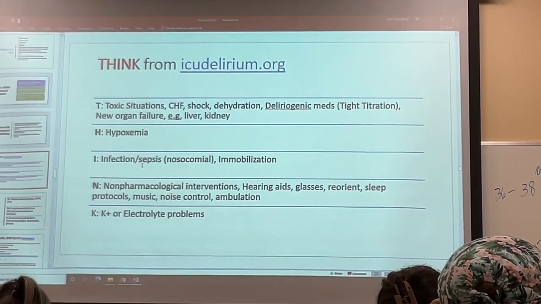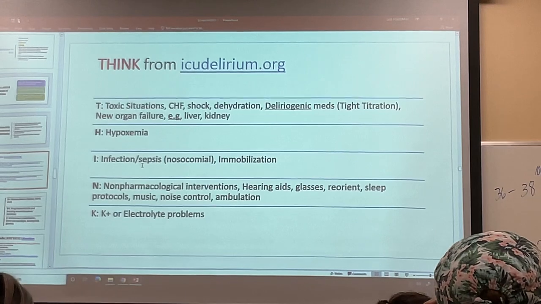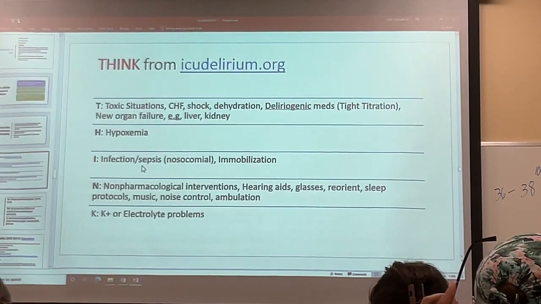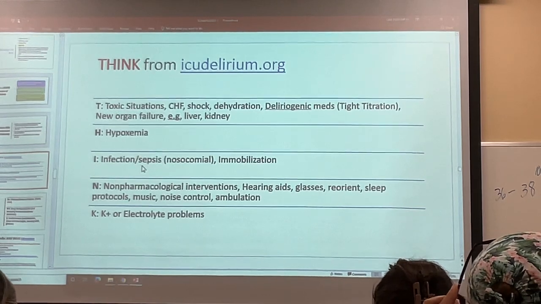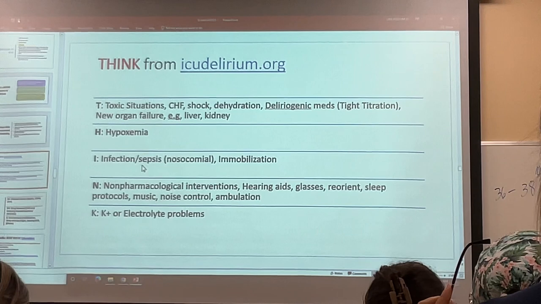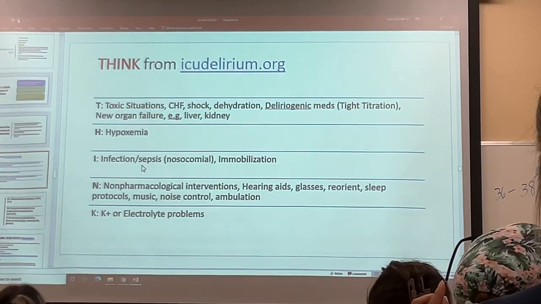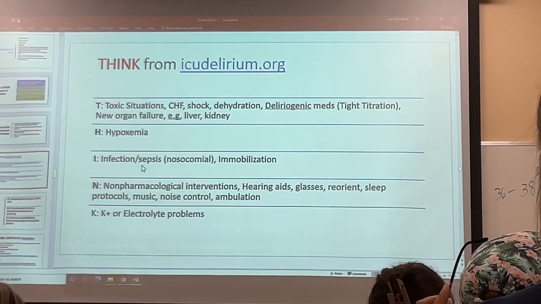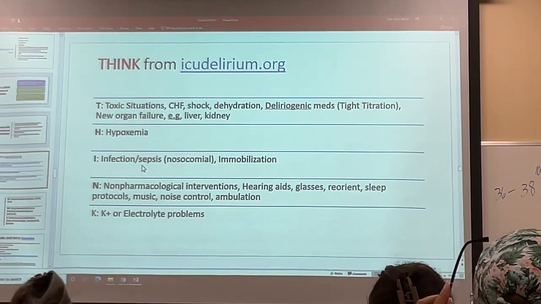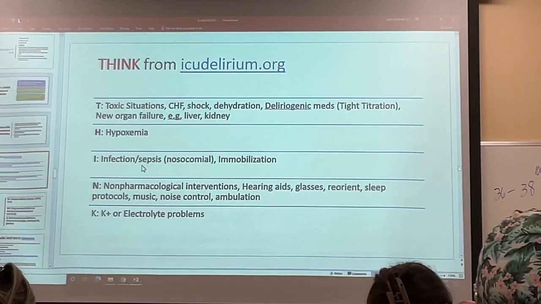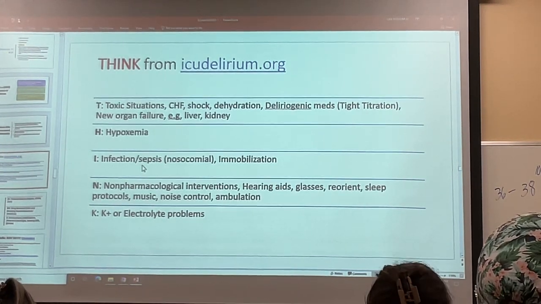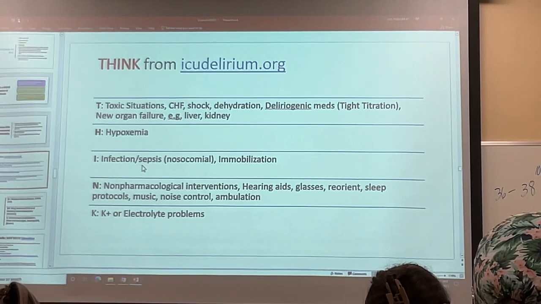So when we think of delirium, you can use the mnemonic THINK or Dr. Dre. So we're going to use both of those to just discuss this delirium and the PICS syndrome, the post-sepsis syndrome. So delirium, patient has delirium. Think, what toxic things are going on? Like, are they in shock? Do they have congestive heart failure? Are they on drugs that are making them delirious? Are they having new organ failure? Those are all toxic situations.